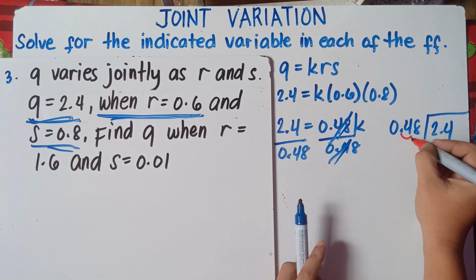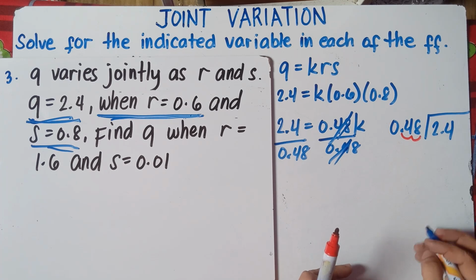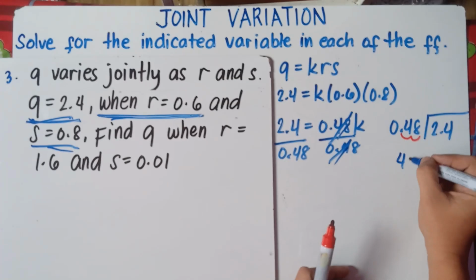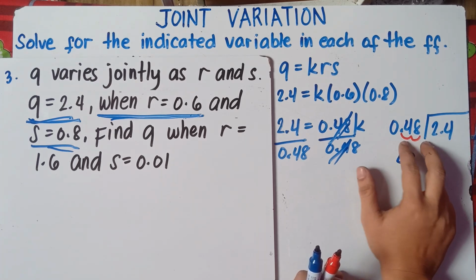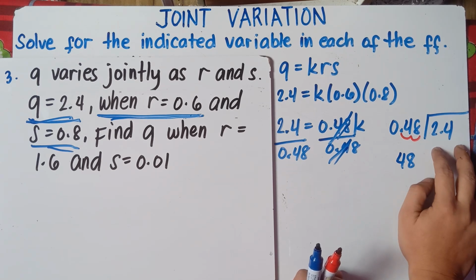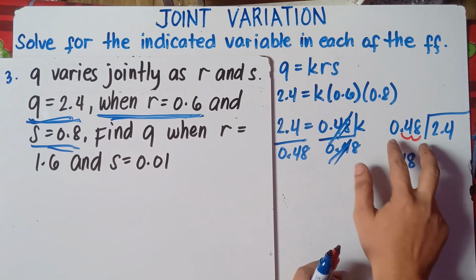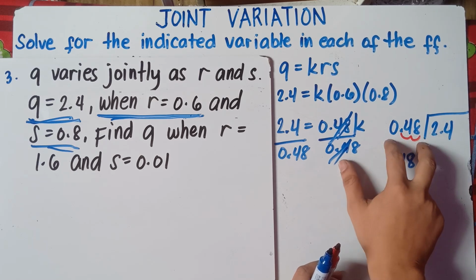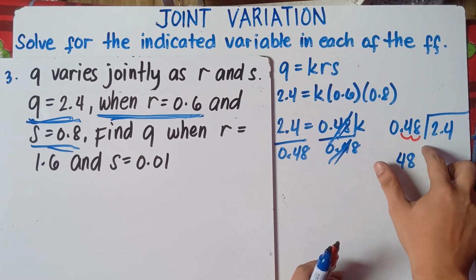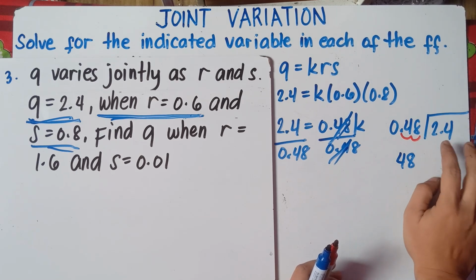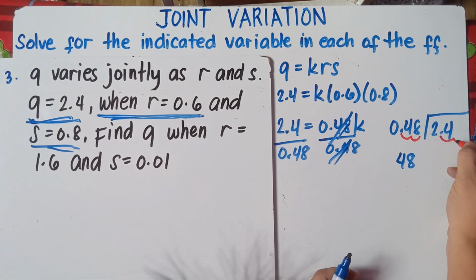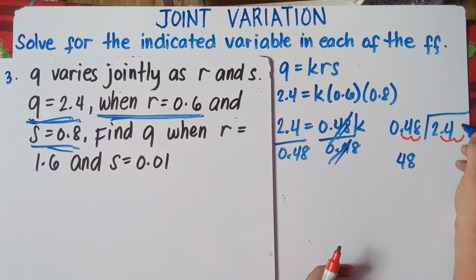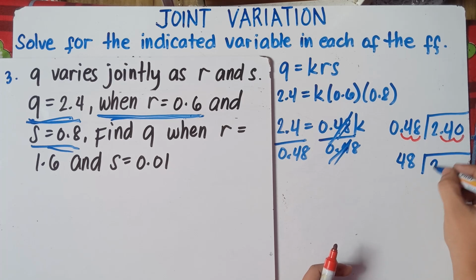So 1, 2. So instead of 0.48, it will become 48. And now once you move your divisor 2 units from left to right, you also do that on the dividend to make the equation balanced, class. Once again, if you move 2 units from the divisor, you also move 2 units from the dividend. So instead of 2.4, it will become 240. So this will be 240 divided by 48.